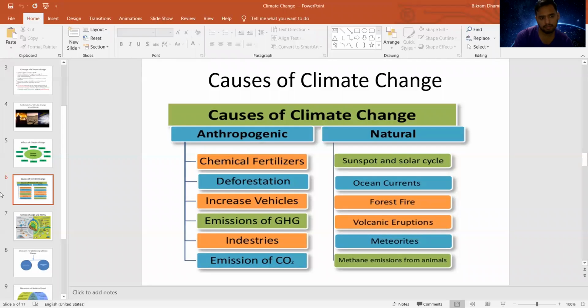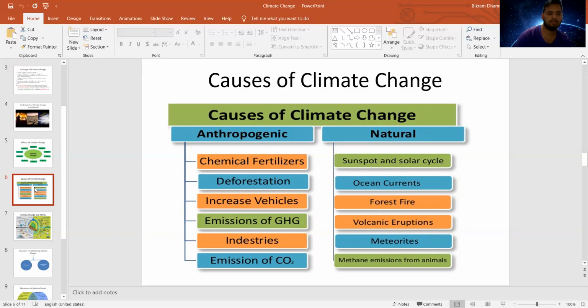Not all animals produce methane, but there are animals who feed on grasses and they have a rumen in their stomach, which is capable of producing methane. According to scientists, the animals responsible for producing the most methane are cows and pigs. So these are the causes.